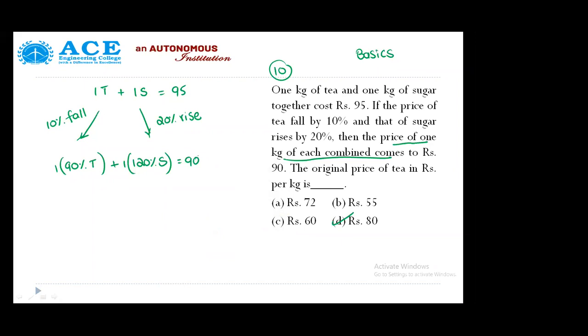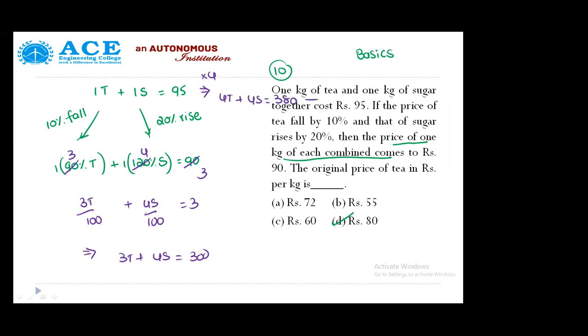90% all this, right? I can divide with 30. 3s, 4s, 3s. 3% means 3t by 100 plus 4s by 100 is nothing but equal to 3. Now if we just shuffle this, we get 3t plus 4s equals 300. 1t plus 1s is 95, right? You want t cost, so you have to multiply this with 4. Then you get 4t plus 4s is 380, sorry. Consider this is equation 1. I multiplied this with 4.